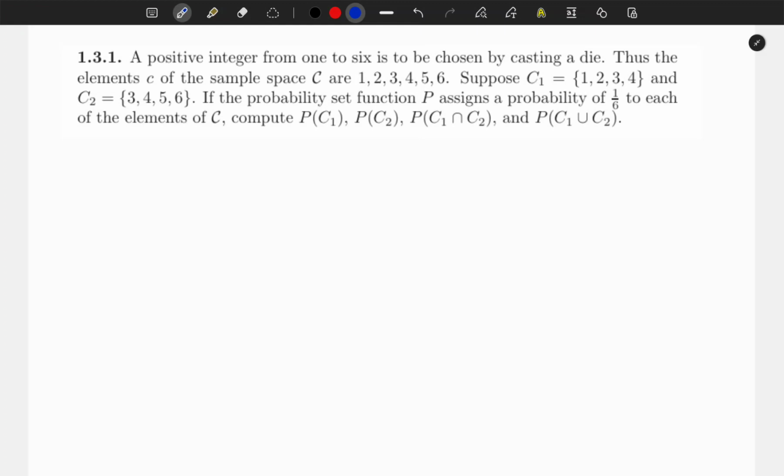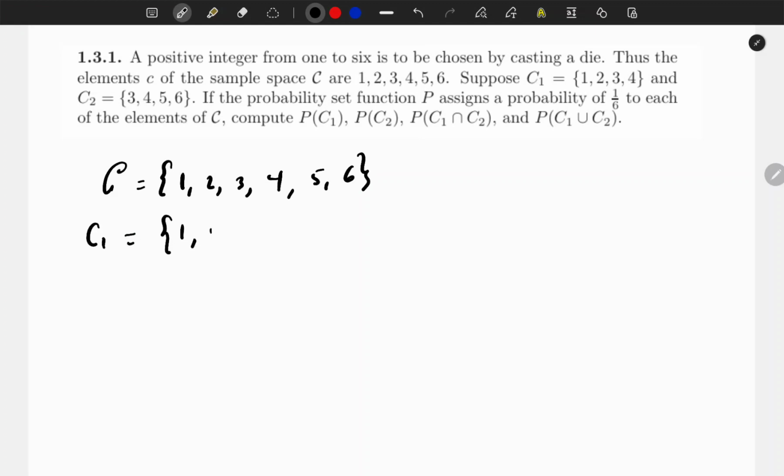If the probability set function P assigns a probability of 1/6 to each of the elements of C, we have to compute the probability of C1, the probability of C2, the probability of the intersection, and the probability of the union of C1 and C2. So let's check the solution. We have the sample space to be {1, 2, 3, 4, 5, 6}. Then we have our C1 to be {1, 2, 3, 4}.